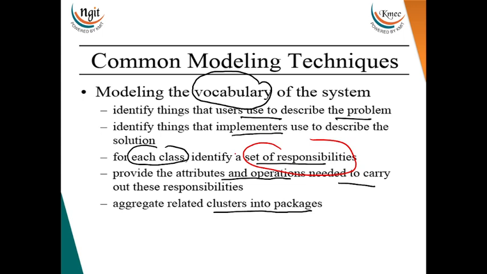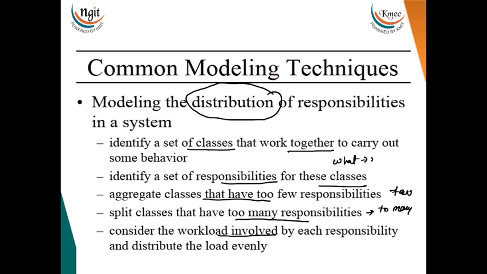Provide the attributes and operations needed to carry out each particular responsibility. Aggregate the related classes into a cluster in a package. This is the part of vocabularies. Then modeling the distribution of responsibility. How are you going to distribute the responsibility? Identify the set of classes that work together so that they can be put in one place. Identify the set of responsibilities for these classes. If there are three classes of the same kind, what are their responsibilities?